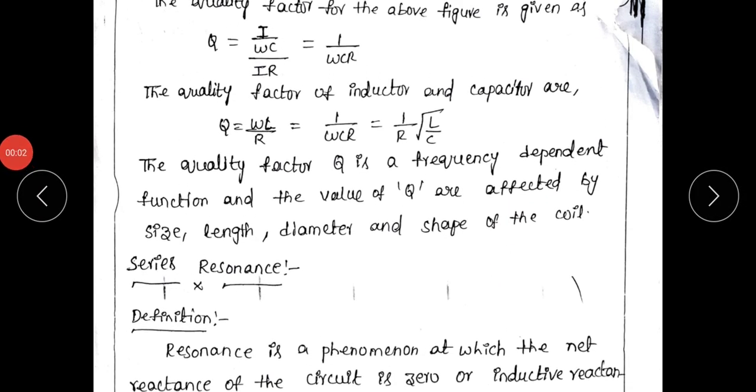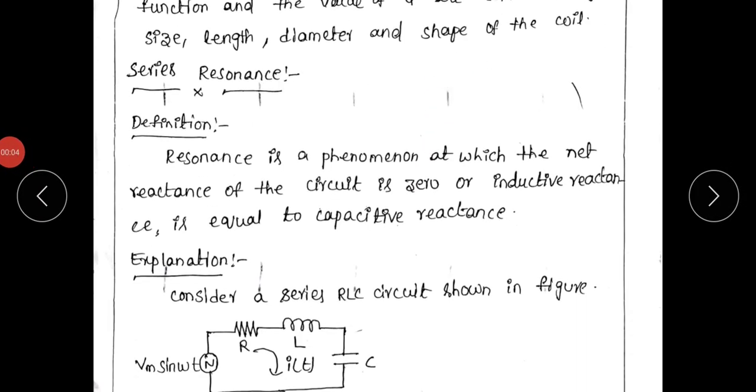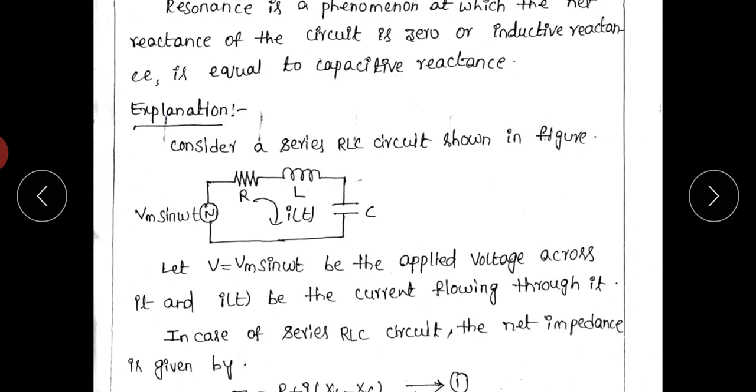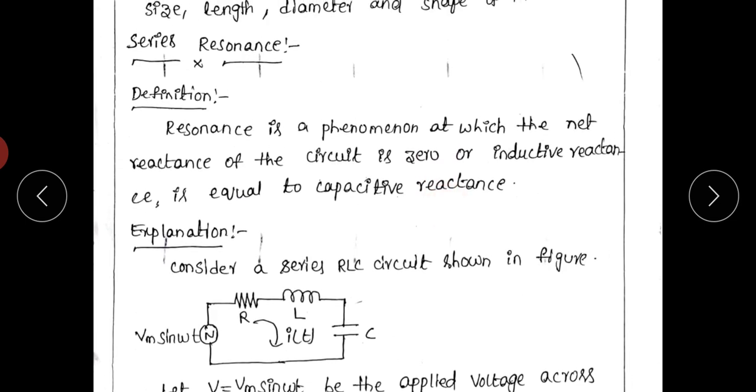Now I would like to explain about the series resonance. For a series RLC circuit, the resonance is called series resonance. For a parallel RLC circuit, the resonance is called parallel resonance. So first one here, series resonance.